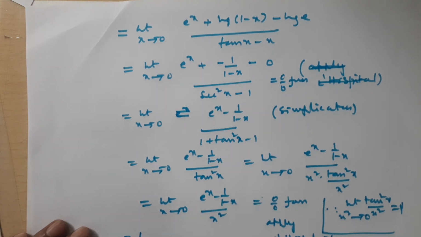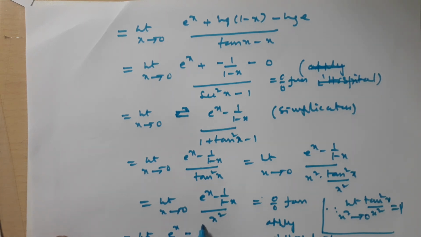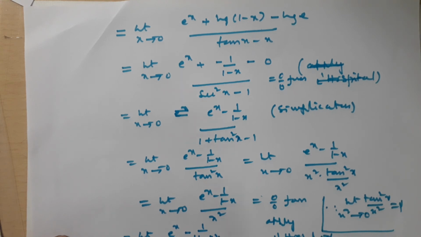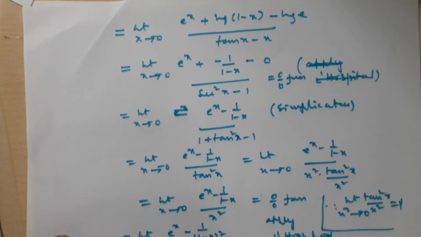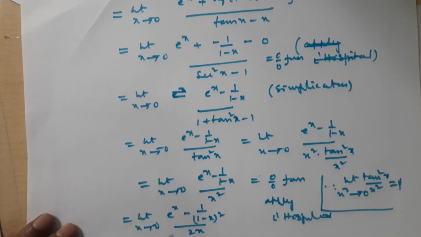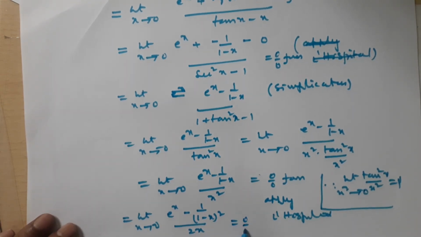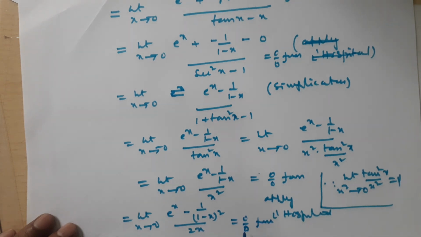So this is equal to limit x tends to 0 of e power x, next this differentiation is minus 1 by (1 minus x) whole square, divided by 2x. It is again 0 by 0 form.